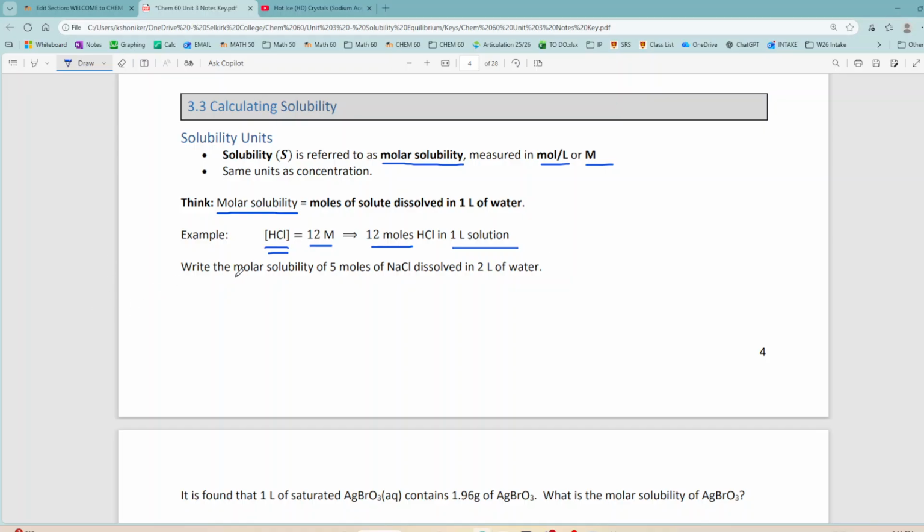What I want to do is write the molar solubility of 5 moles of sodium chloride dissolved in 2 liters of water. Well, this should feel kind of good. It's like finding concentration, right? So the concentration of sodium chloride would be 5 moles in 2 liters of water, which would give us a molar concentration of 2.5. Now, careful, sig figs would make us write 2 moles per liter, or 3 molar. All right, next one.